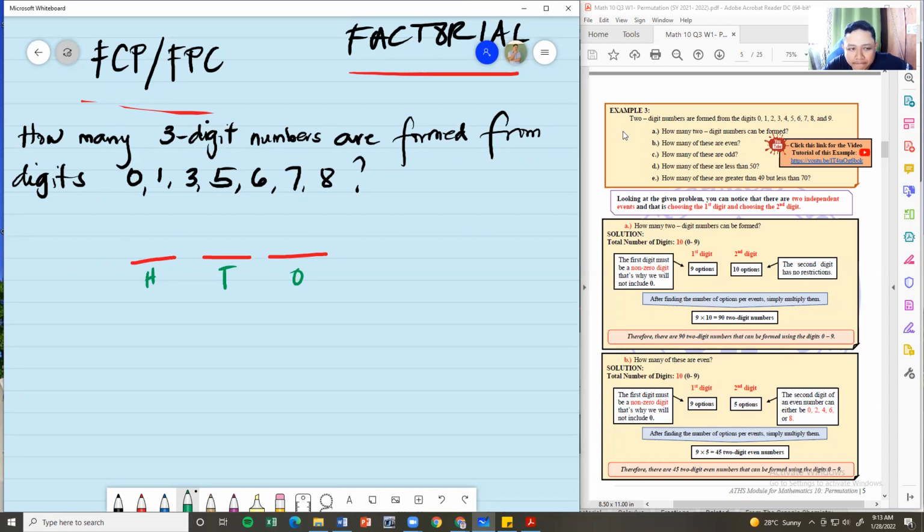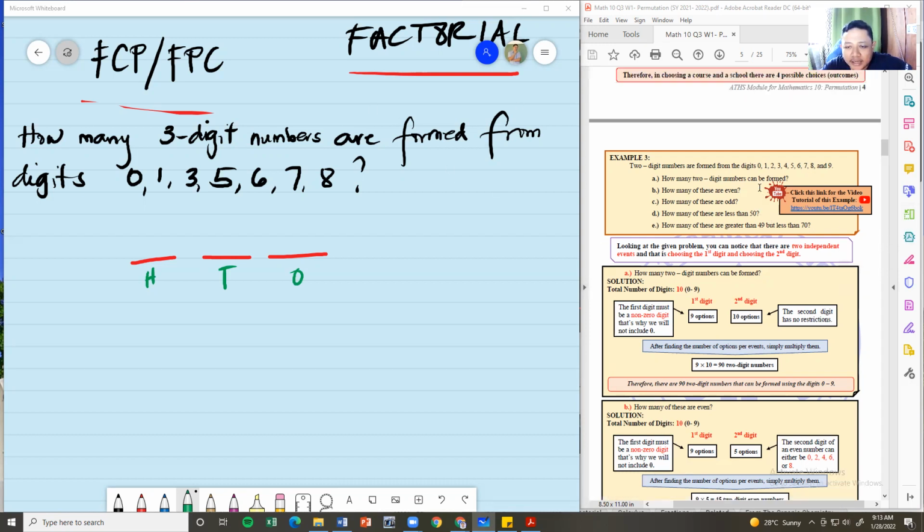Sige nga. There are how many? Just make a try. Dapat hundreds place ang pwedeng ilagay doon. Okay. Your classmates have different answers. They have 6, 7, and 3. And which is the correct one? Tingnan natin. So if we will look at this, we have 0, 1, 3, 5, 6, 7, and 8.